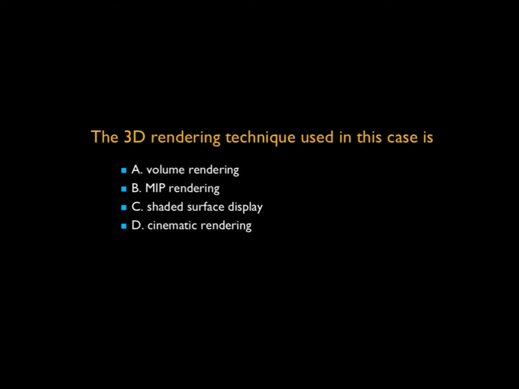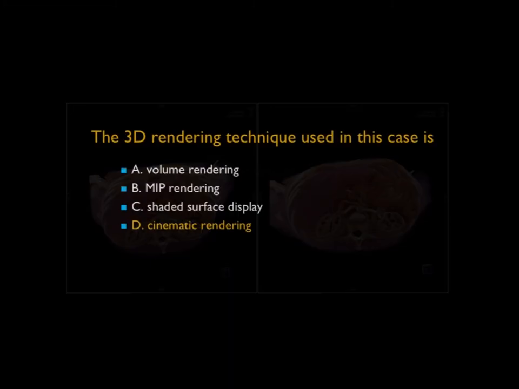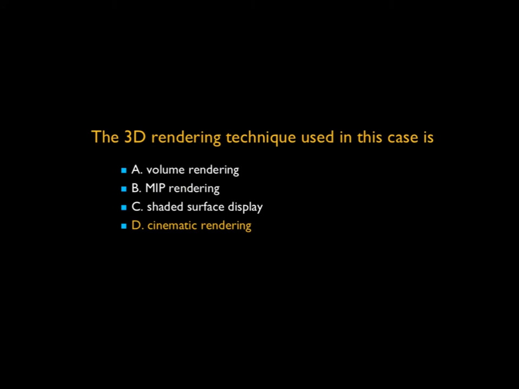Here's a nice case of 3D imaging of the pancreas, the liver, the kidneys, and I asked what rendering technique we used. The truth is, one could say volume rendering because the correct answer, cinematic rendering, is a type of volume rendering. You just change the lighting model, putting it more internal. This is not MIP. It's not shaded surface. The correct answer is cinematic rendering.